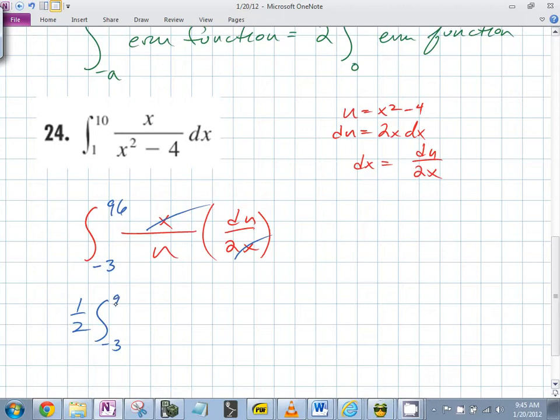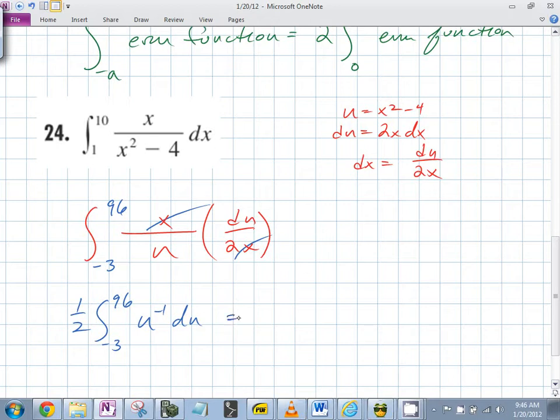The integral from negative 3 to 96 of u to the negative 1 du. What's the integral of u to the negative 1? There's a problem. What's the problem? Let's see what happens. Let's just do this and see what happens. Let's get there so everybody else can understand what you're saying. So what does that mean?